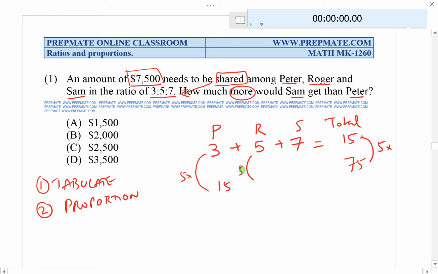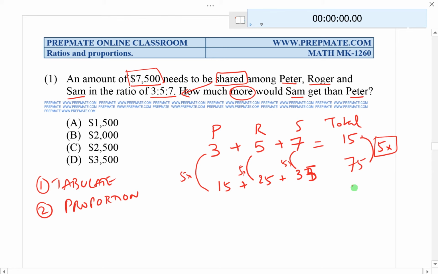Roger gets 5 times 5, which will be 25. And Sam gets 5 times 7, which will be 35. I'm sorry, this is 35. And so when you add this up, you can see that 35 plus 25 is 60, plus 15 is 75. You see that? Cool. So now we know how to share $75 in the same ratio among these 3 people using the method of proportion.